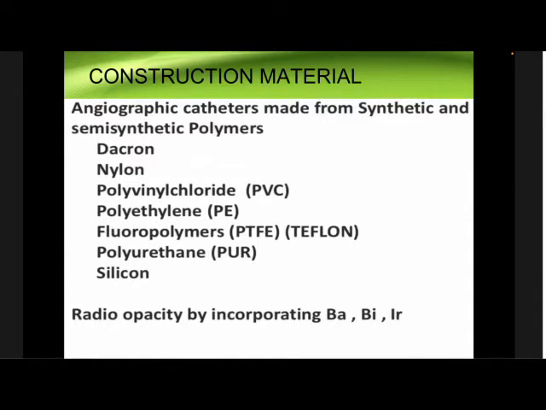So what are the materials used for the construction of these catheters? It is usually made of synthetic and semi-synthetic polymers like dacron, nylon, polyvinyl chloride, polyethylene, PTFE, polyurethane, and silicone. And the radiopacity is incorporated by using materials like barium, bismuth, and iridium.